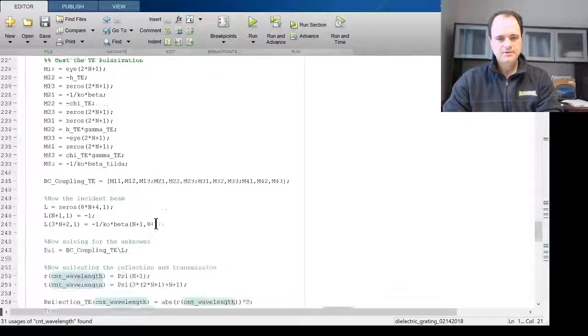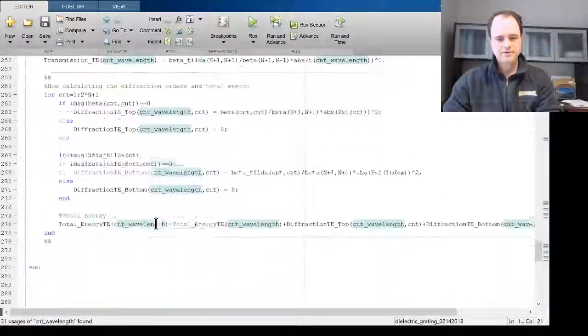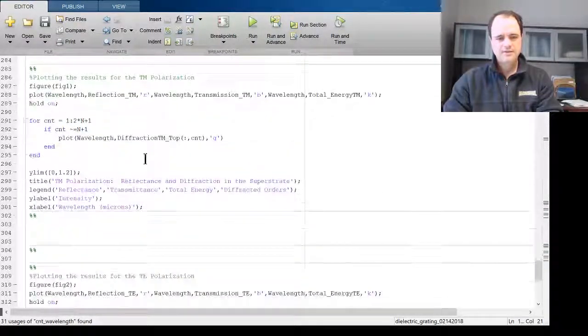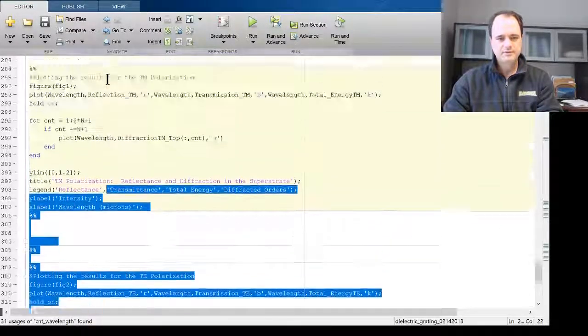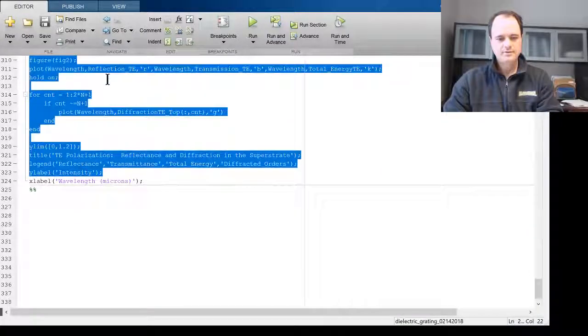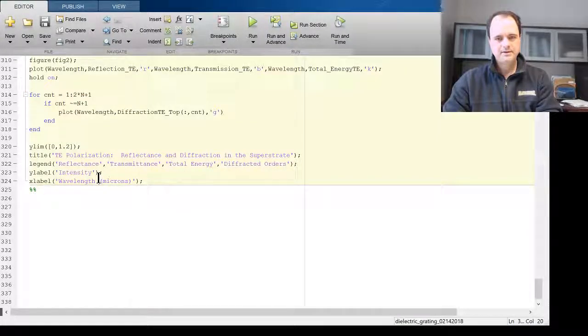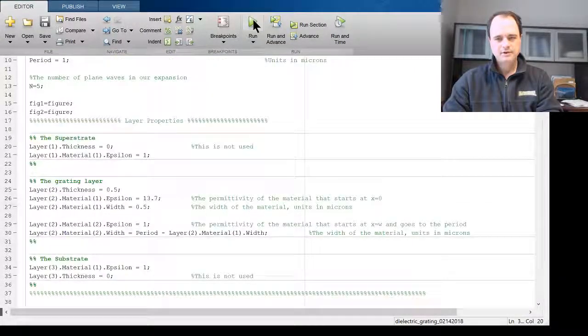Do the same thing for the TE, for the boundary condition matrix equations. And then I finally plot it out in these lines right here, lines 285 to 324. All right? Now, when you run it, give it a second. So for 1,000 data wavelength points, we get 2 graphs.